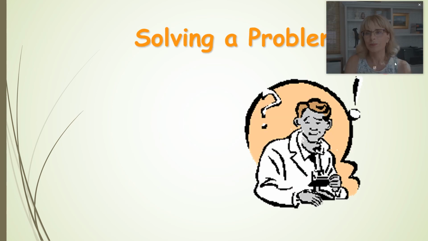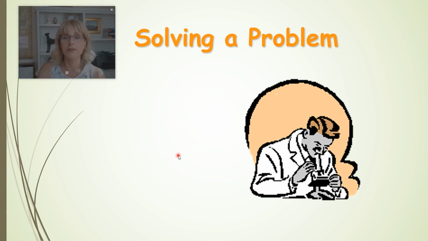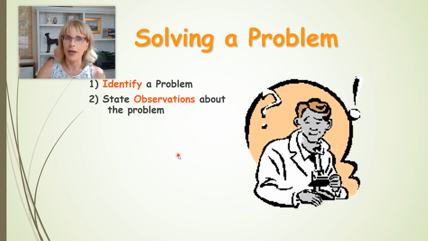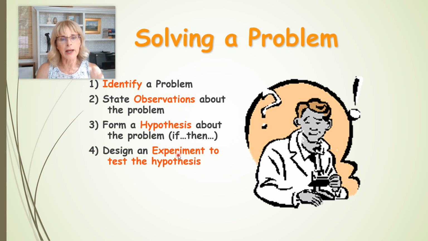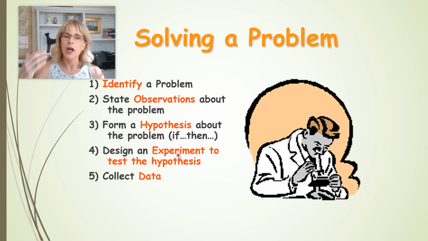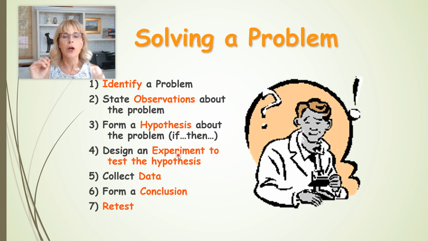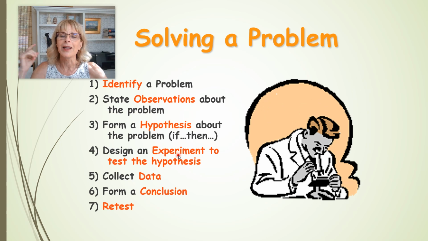So, as a review, scientists are constantly solving problems, and they do it with the scientific method. Okay? You identify the problem, make an observation, then you form a hypothesis, very often an if-then statement, design an experiment to test the hypothesis, collect the data, decide what it means, what are your results, what is your conclusion, retest it, and don't forget step 8. Is it on there? Don't forget step 8. It will be on there very soon. Step 8 is communicate your discovery.